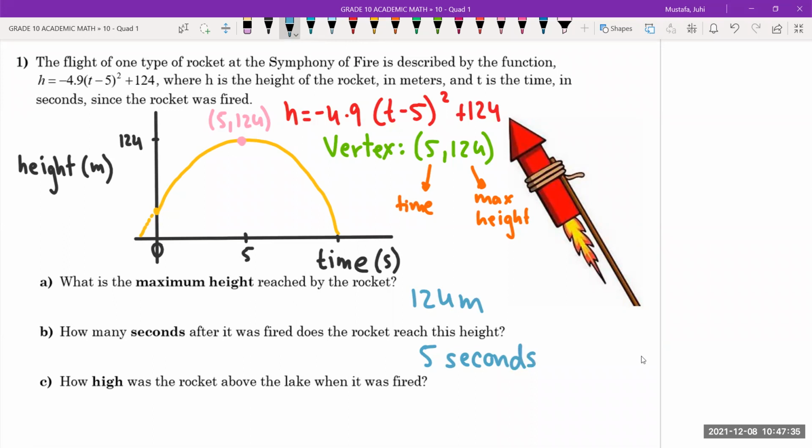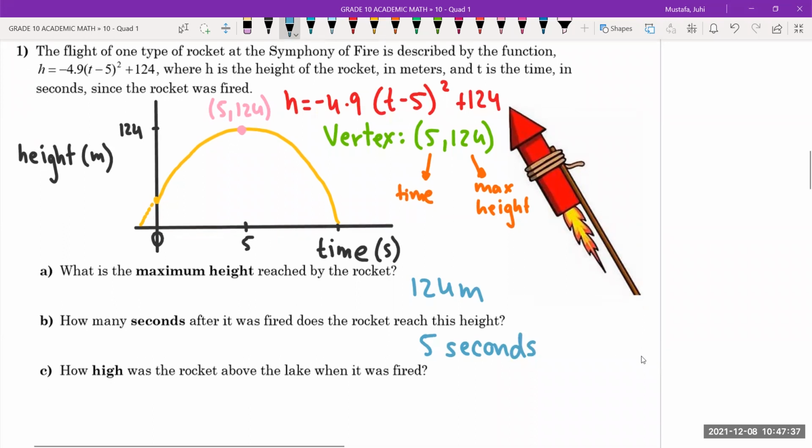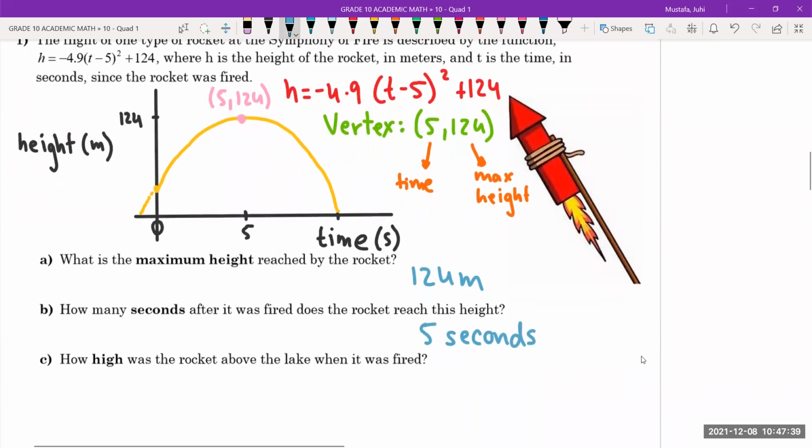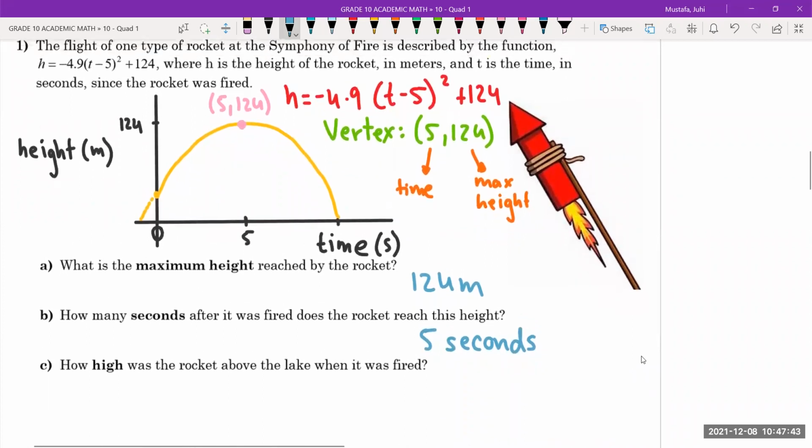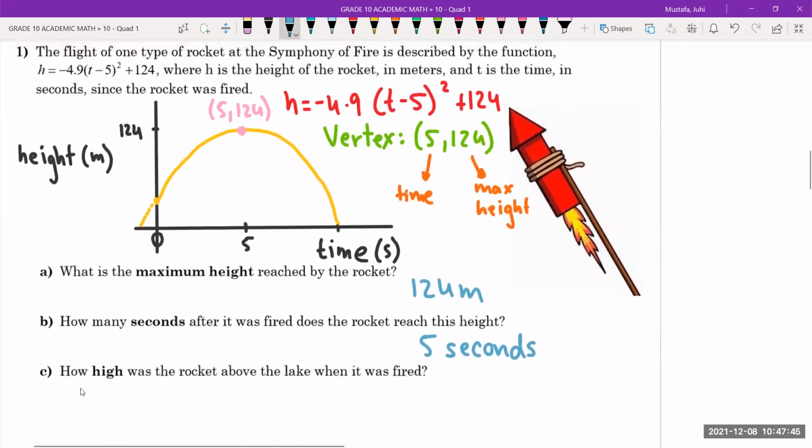Those are the two questions that are the easiest to calculate. I want everyone to make sure you get those perfectly right, because question C is going to require a little bit more work. So question C says, how high was the rocket above the lake when it was fired? So remember, they're firing a rocket on top of a lake.